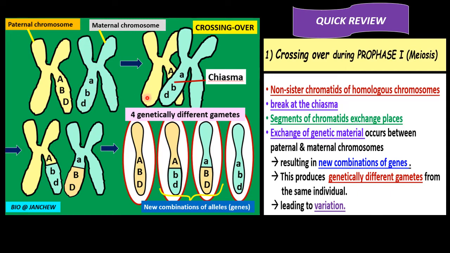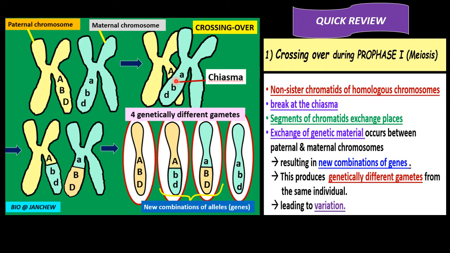Now, during prophase 1, the non-sister chromatids of the homologous chromosomes break at the chiasma. Chiasma is the point of contact, the point of crossing over. So where they touch here, the chromatids will break, and then segments of chromatids will exchange places.